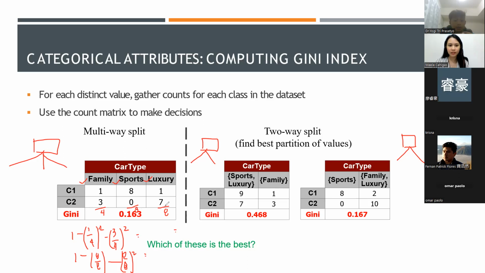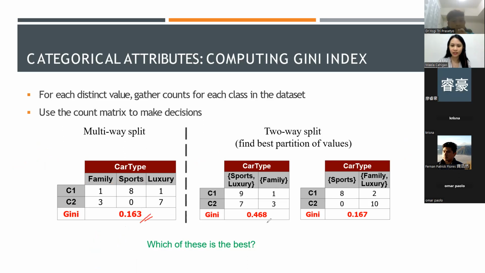In the end, we'll receive these values: 0.163, this one, and then this one. But in gain, what we're looking for is the highest value, while in splitting of Gini index, what we're looking for is the lowest value, very similar to the concept of the impurity method, which we've talked about earlier in the single node part. So in this part, the best split will pertain to 0.163 because it has the least value compared to 0.468 and 0.167. So that means you have to split your branch into three, in the following method: family, sports, and luxury.